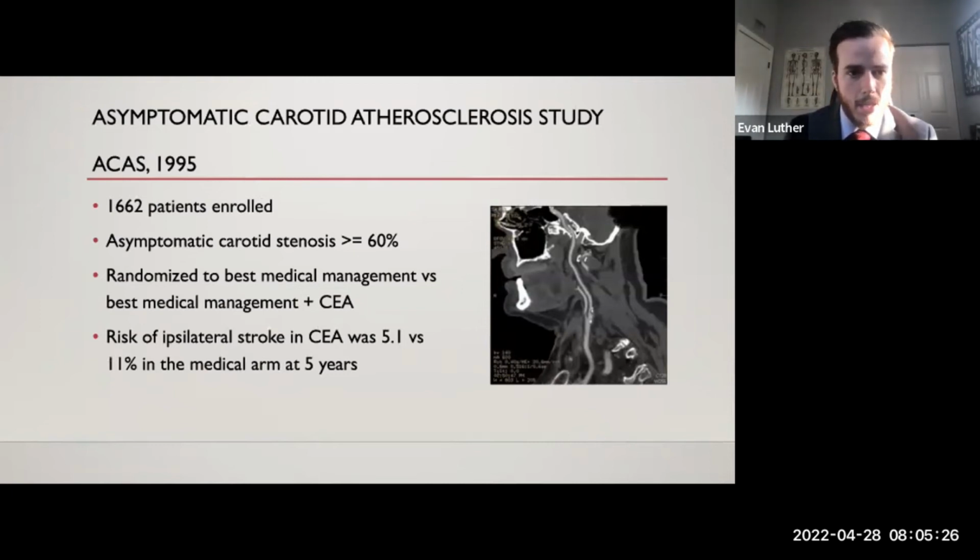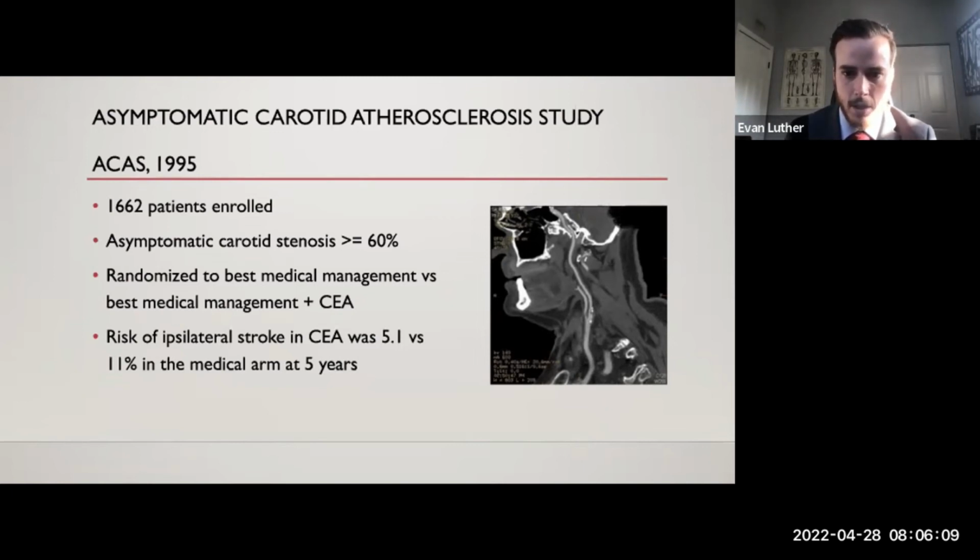The Asymptomatic Carotid Atherosclerosis Study, or ACAS, which was published in 1995, had even more patients, nearly 1,700 enrolled. The inclusion criteria was asymptomatic carotid stenosis greater than or equal to 60%. Again, they were randomized to best medical management versus best medical management plus endarterectomy. What they found is that the risk of ipsilateral stroke was almost halved within the 5-year period following endarterectomy.